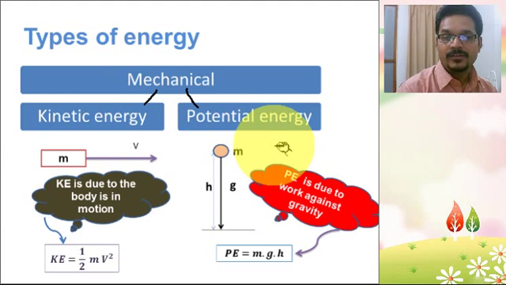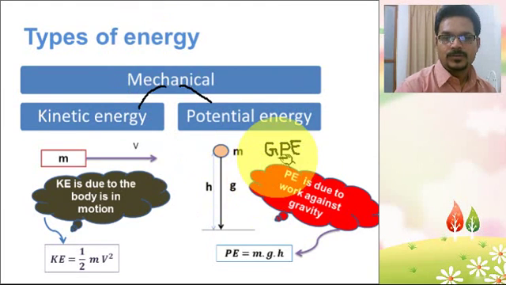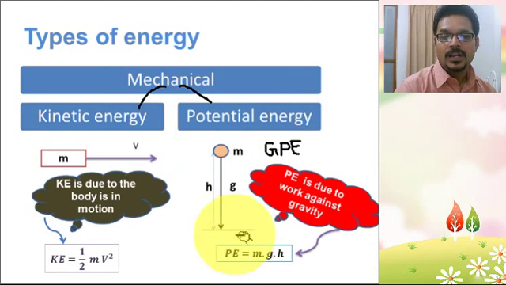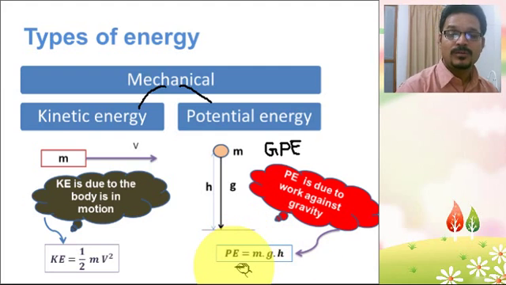So it's called GPE, gravitational potential energy. Now you see the formula of potential energy, which is mass into acceleration due to gravity into h. h is the height. So this is the formula of potential energy. Let us discuss more about potential energy by solving some numericals based on this.